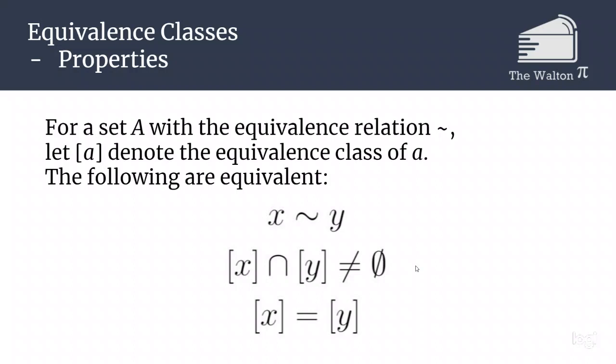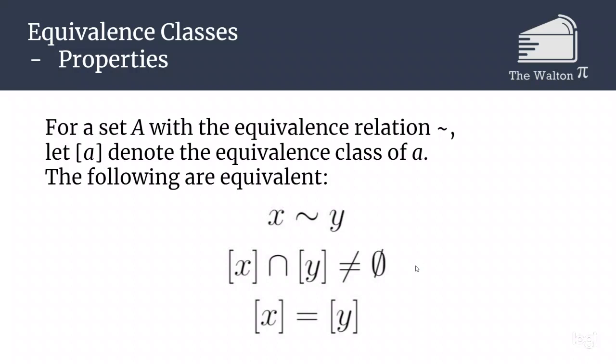There are also a few properties that come with equivalence classes. If we have bracket a denoting the equivalence class of a, the following 3 things are all equivalent. That means that either all of them are true or none of them are true. It is not possible for some to be true and some to be false. So, the following are equivalent. x relates to y. The equivalence class of x intersected with the equivalence class of y is not the empty set, meaning that there are some elements in both. And the third equivalent statement is that the equivalence class of x is equal to the equivalence class of y.